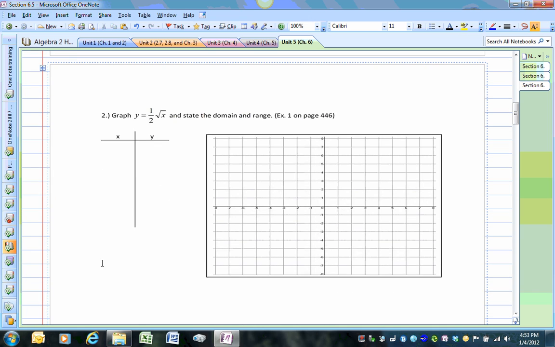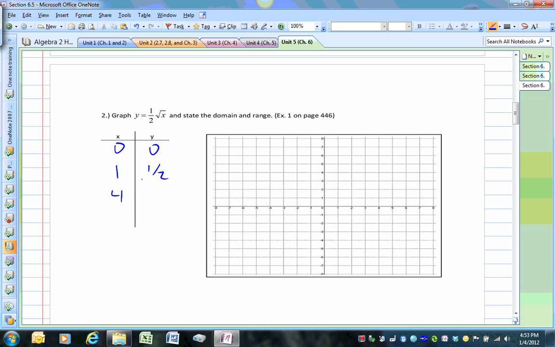Let's try another one here. Let's try y equals 1/2 root x. This, by the way, is example 1 on page 446 in the book, if you want to have the book open while you're watching this video. If I plug in 0, I still get 0. But if I plug in 1 this time, I get half. If I plug in 4 this time, I get 1. So 0, 0, but 1, 1/2 and 4, comma 1. So it rises, but not quite as quickly as we would expect from before.